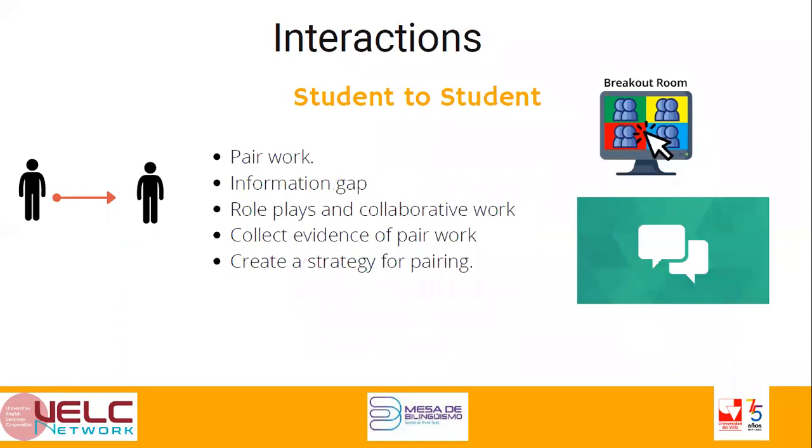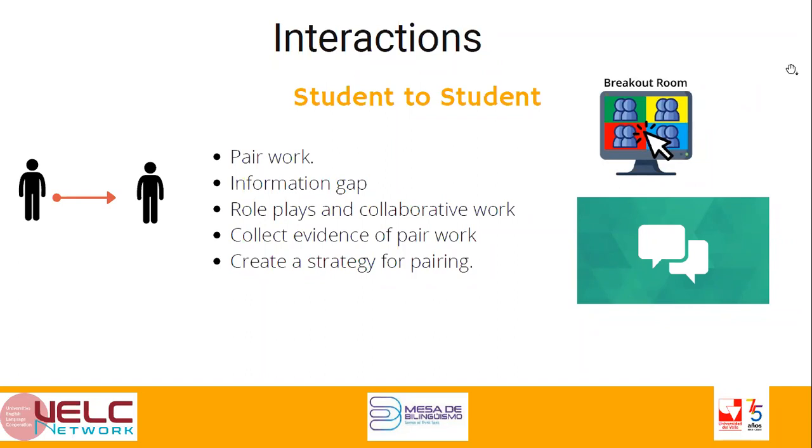So students to student, very common, very frequent for pair work, for information gap tasks or activities, role plays, collaborative work. But when we do it online, we need to have breakout rooms. You have that here in Zoom. There is an extension for Google Meet that if you download it and add it to your computer, you will also have a breakout room facility, or sorry, app in your Google Meet. So it's great. There are different options.